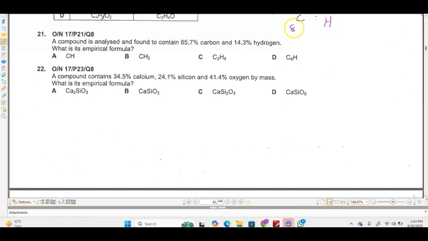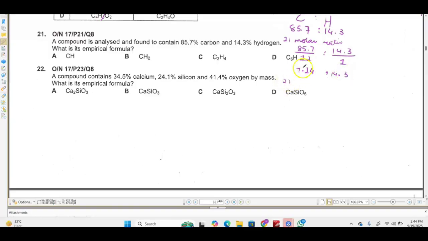So carbon is 85.7% and hydrogen is 14.3%. First step, molar ratios. So 85.7, carbon's MR is 12, and 14.3, hydrogen's MR is 1. So this is going to give us an answer of 7.14, and obviously this is going to give us 14.3.